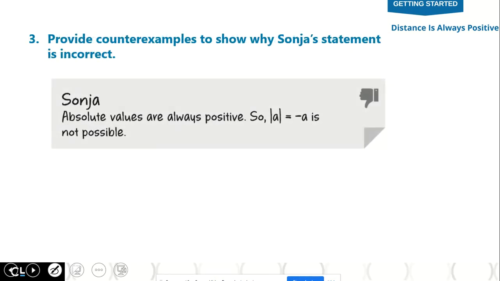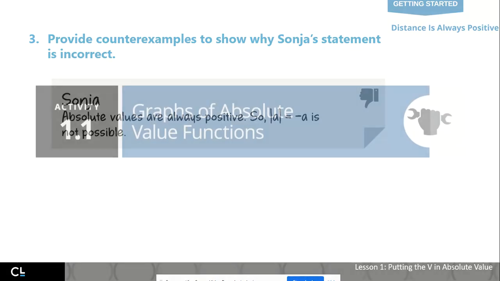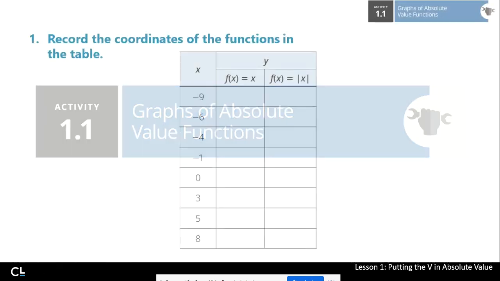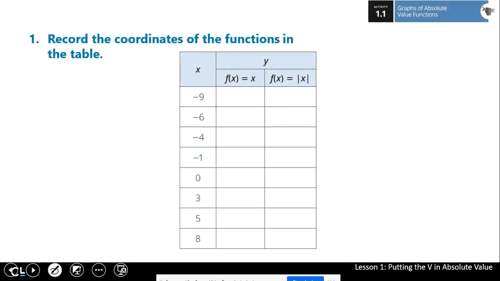We're going to skip this one as well. So we are now going to start graphs of absolute value functions. We're going to record the coordinates of the functions in the table. So just a little review. f of x also stands for y. So y and f of x are the exact same thing.